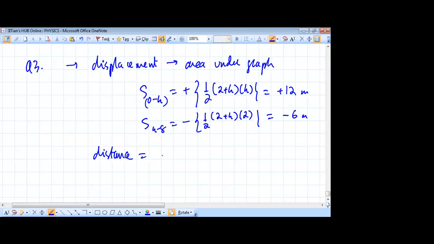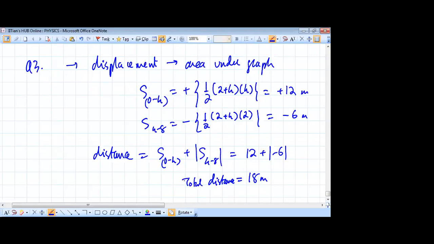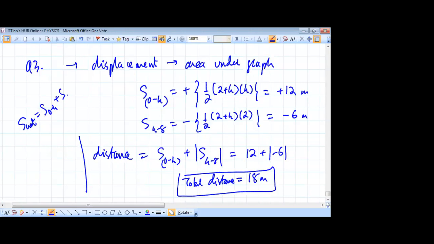So now we have to find the distance. So distance will be the displacement from 0 to 4, because it's a positive displacement, plus magnitude of the displacement from 4 to 8, because it's a negative displacement. So this will become 12 plus mod of minus 6. So the distance traveled will be 18 meters. Okay, the total distance will be 18 meters, whereas the net displacement would have been displacement from 0 to 4 plus displacement from 4 to 8. So that would have been only plus 12 minus 6 or plus 6 meters. So this is a case where you can see the velocity is becoming negative after a while. So displacement is less than distance.